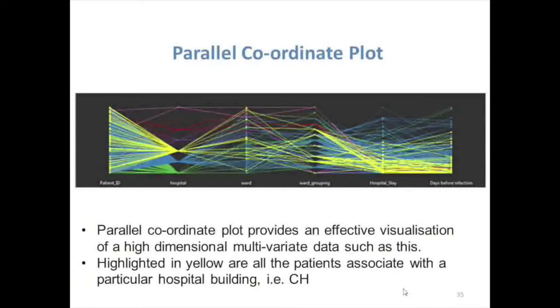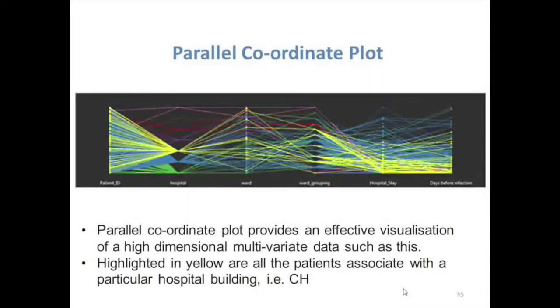So I highlighted here, I just looked at CH. So you can see all the patients that are associated with CH, and then you can see the ward that these patients were admitted to and the ward grouping, and you can see that they have quite a variable length of stay, and the number of days they stay in the ward before they became infected is also variable. And you can pick on any of these, and we will highlight all the related information for you.